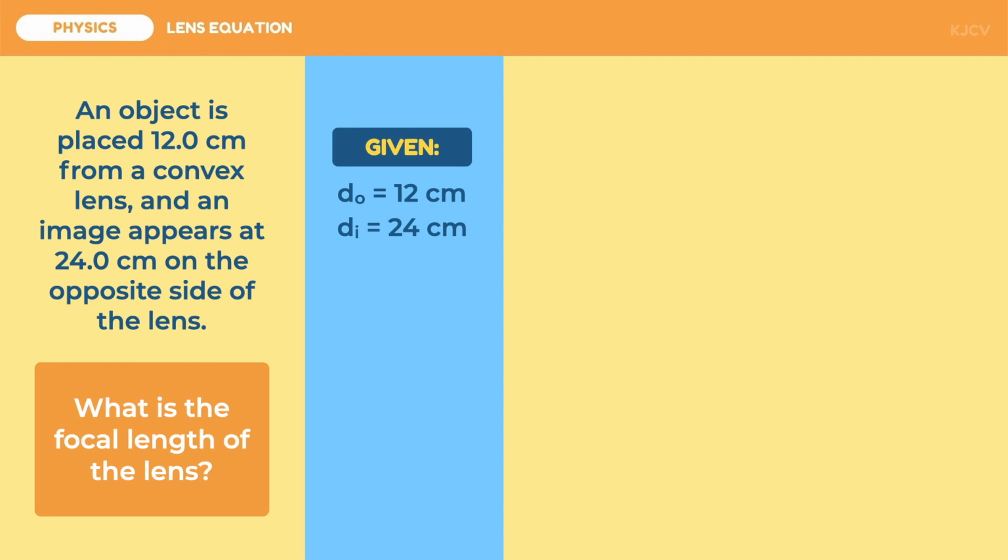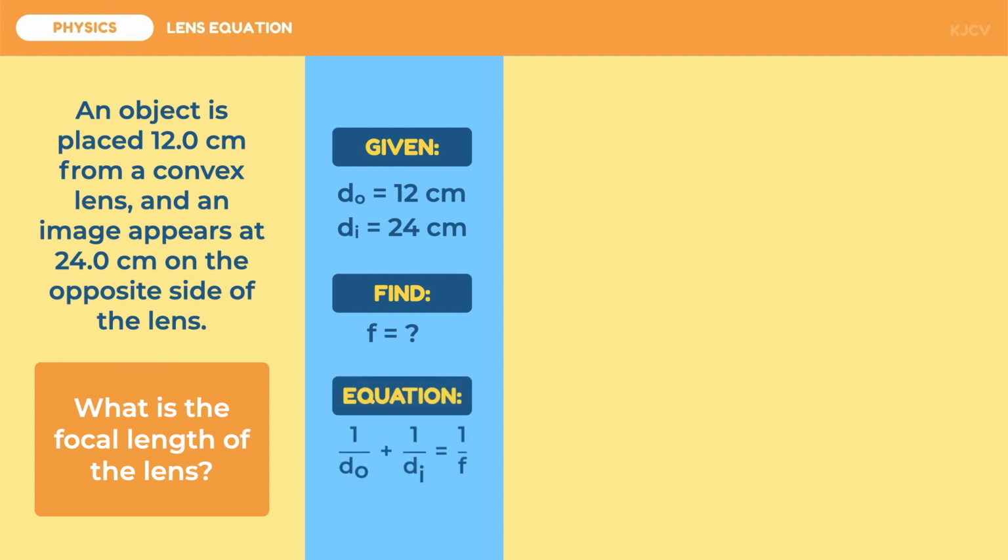We are going to solve for the focal length of the lens. To solve for this, we are going to use the lens equation, which is 1 over d sub O plus 1 over d sub I is equal to 1 over f. Plugging in the values, we have 1 over 12 centimeters plus 1 over 24 centimeters is equal to 1 over f. Just like in mirrors, the answer of this expression is not yet the final answer. Thus, we're also going to do the reciprocal.